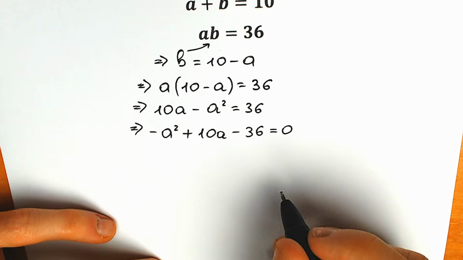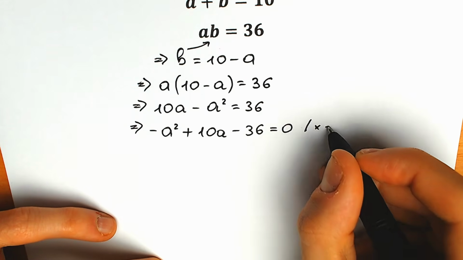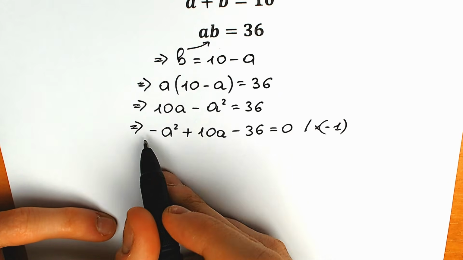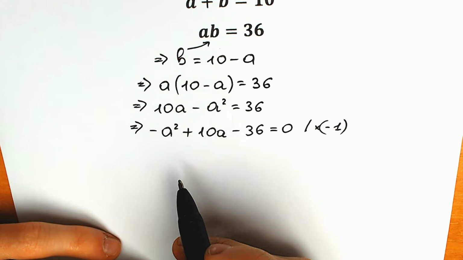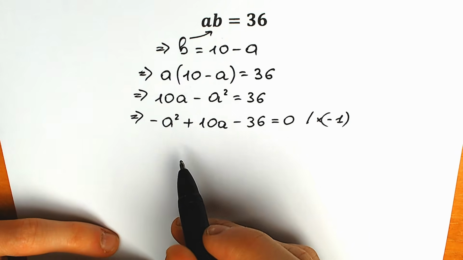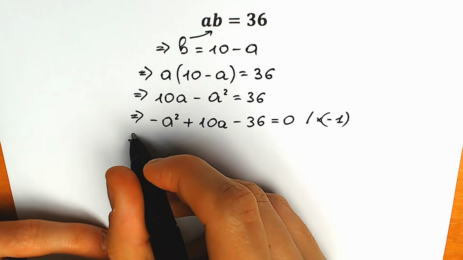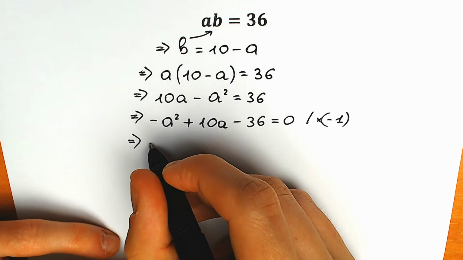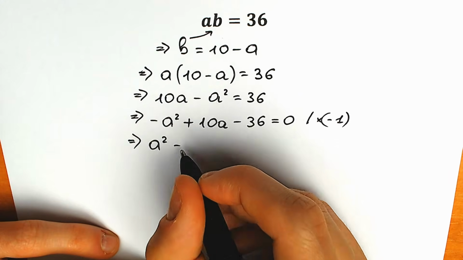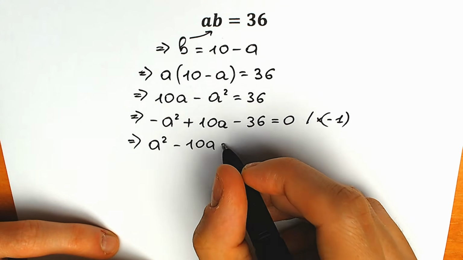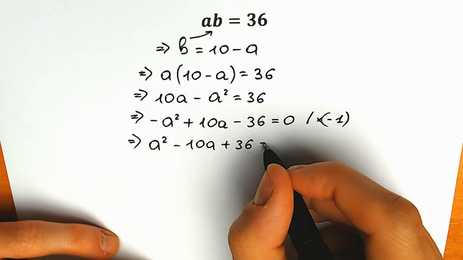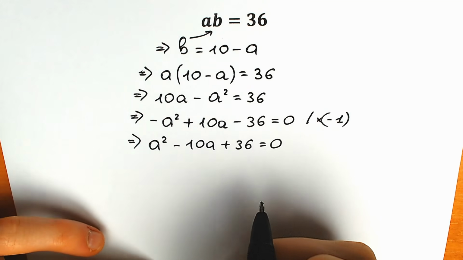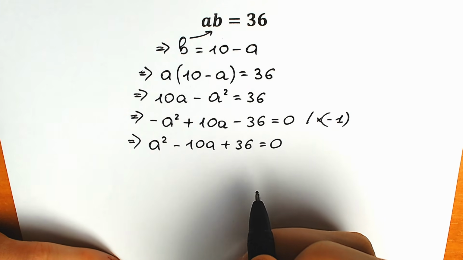And what we're going to do next? Right now let's multiply both sides by minus 1, because we have a negative sign right here. We prefer a classic order, so my quick tip is to multiply both sides by minus 1, and then we will have a classic order: a square minus 10a plus 36 equal to 0. Okay, we have a classic order. This is a classic quadratic equation, so let's solve it.